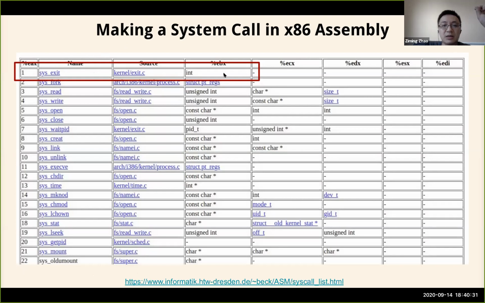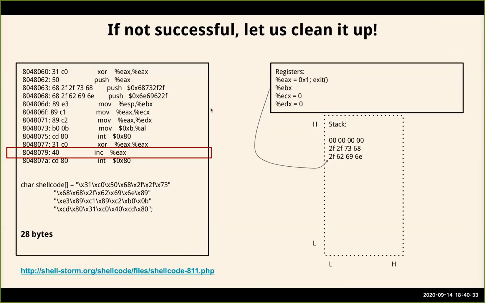EBX is 0. Okay. Doesn't inc add 1? Yes, this is just an increment. Oh, okay, my bad. Yeah. Got it. Yeah, so this is 0, right? So here we're adding 1. So we're going to call the system call exit.